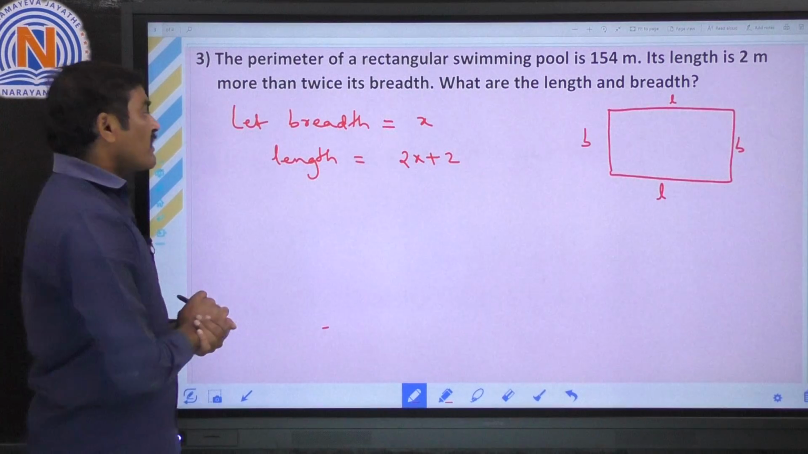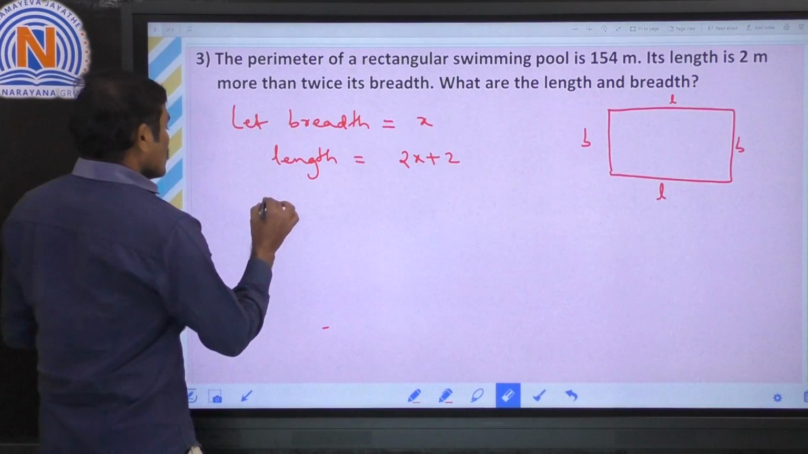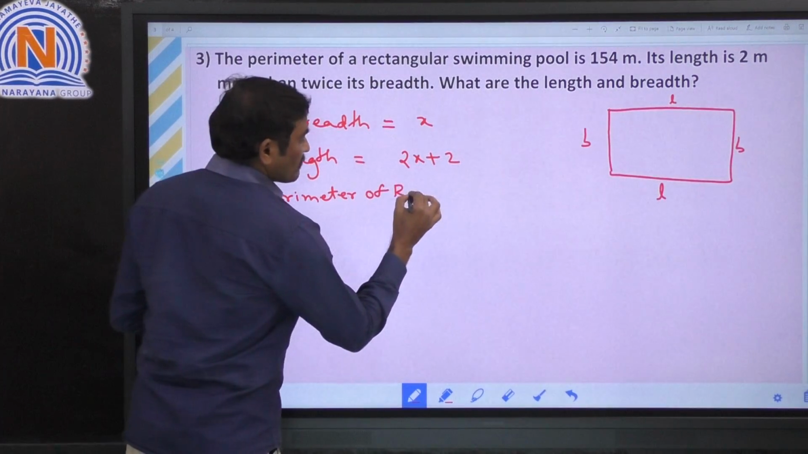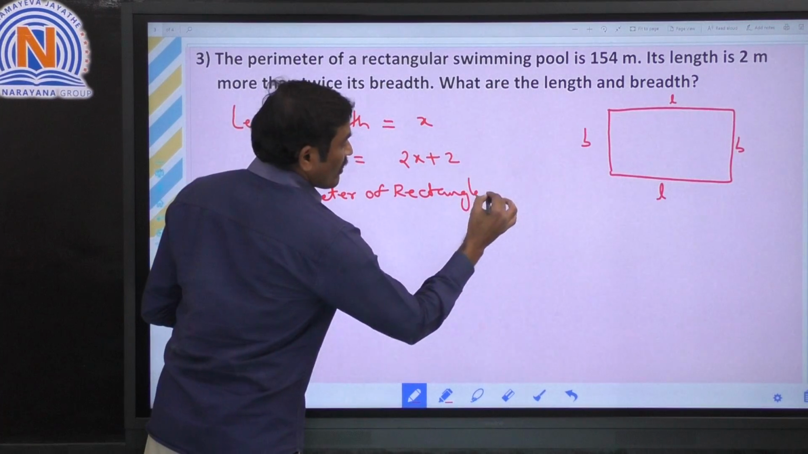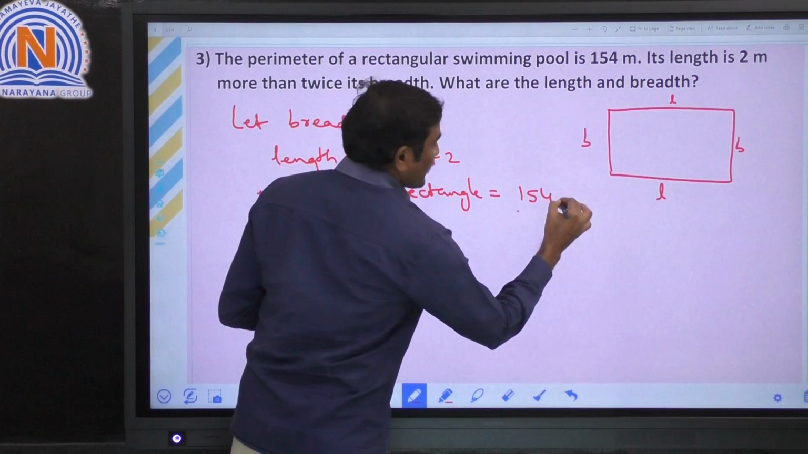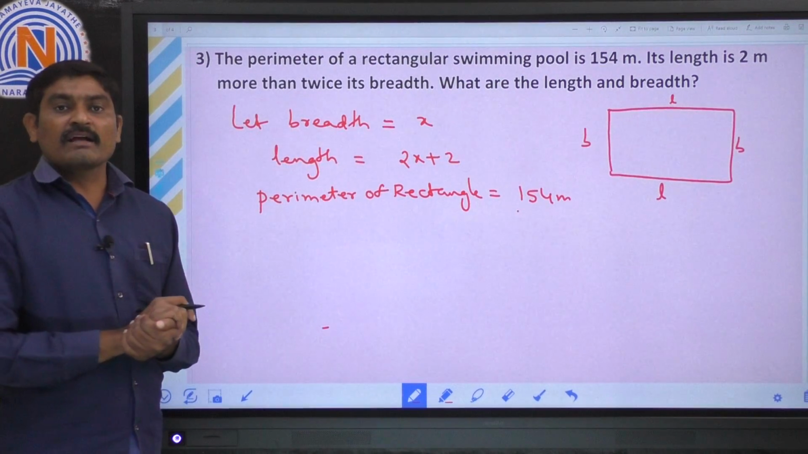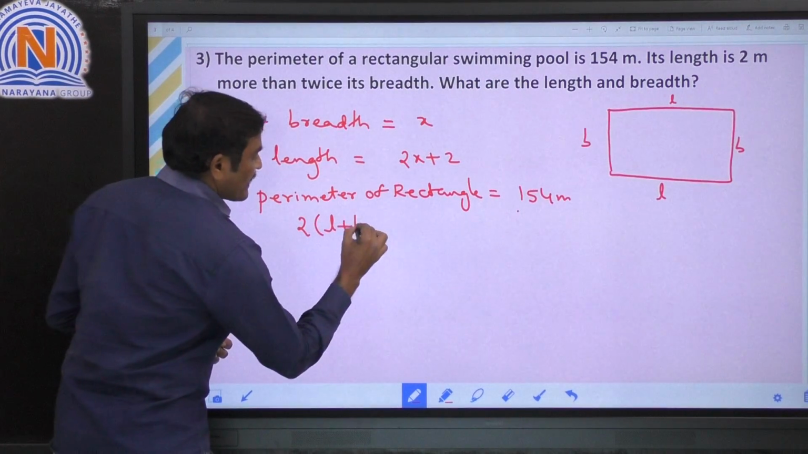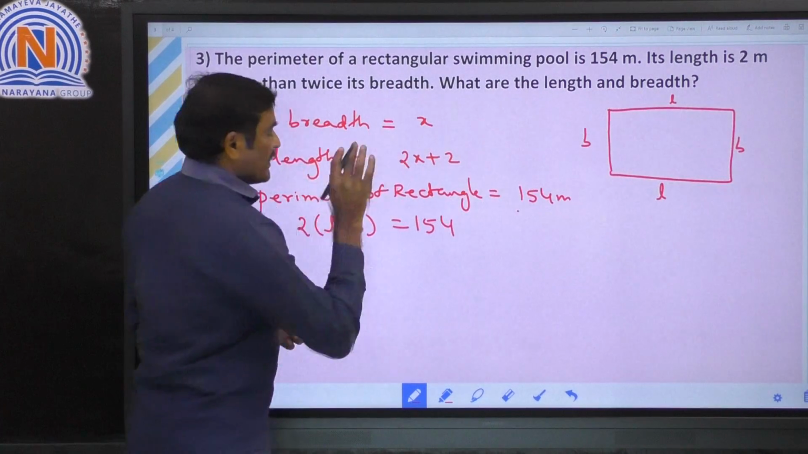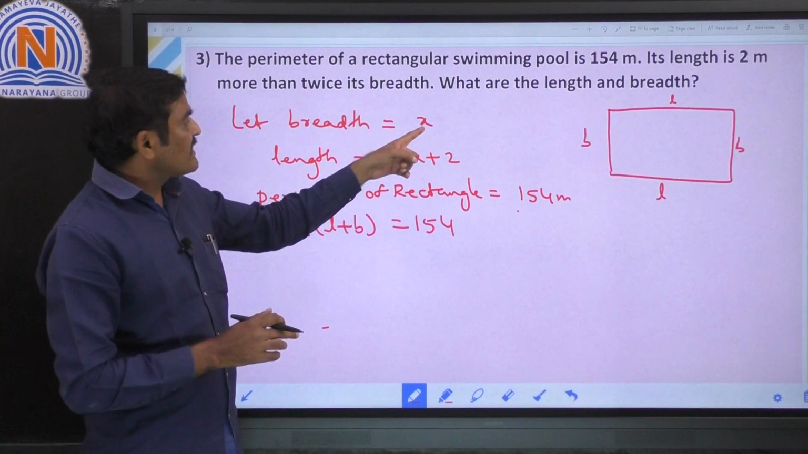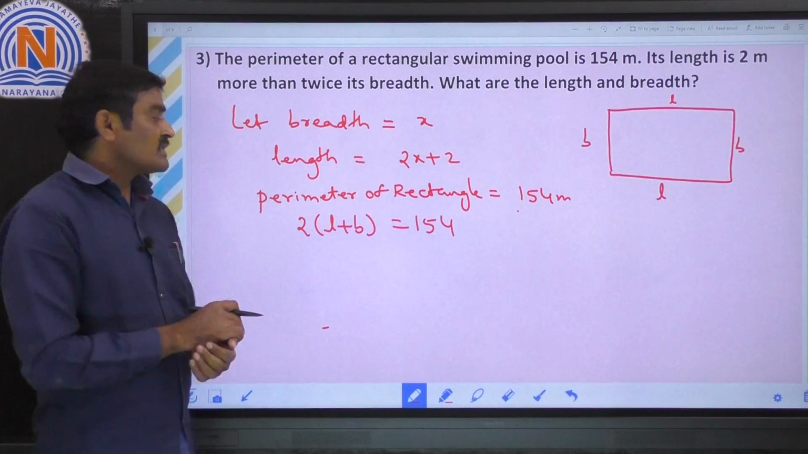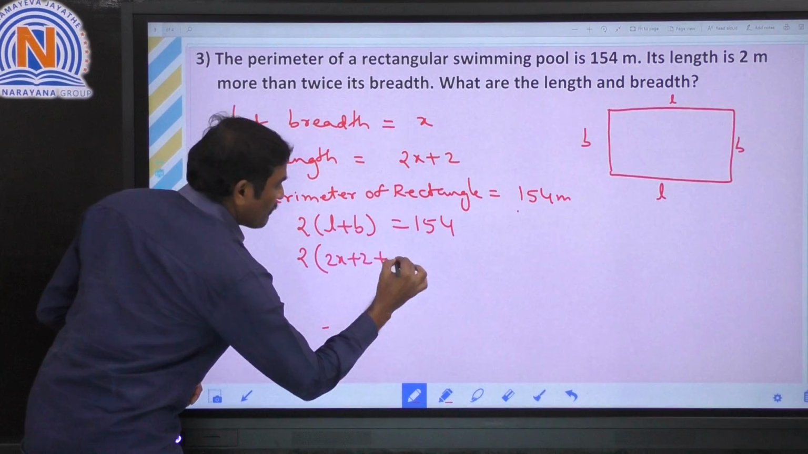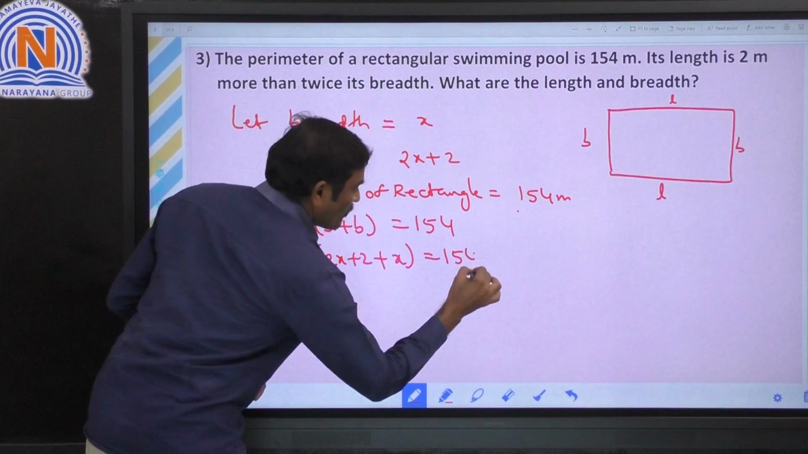Already given the perimeter of the swimming pool is 154 meters. So perimeter of rectangle is equal to 154 meters. Now the perimeter of the rectangle formula, you know, 2 into (L plus B). So 2(L plus B) is equal to 154 meters. Already we know that breadth is x and length is 2x plus 2. So 2(2x plus 2 plus x) is equal to 154 meters.